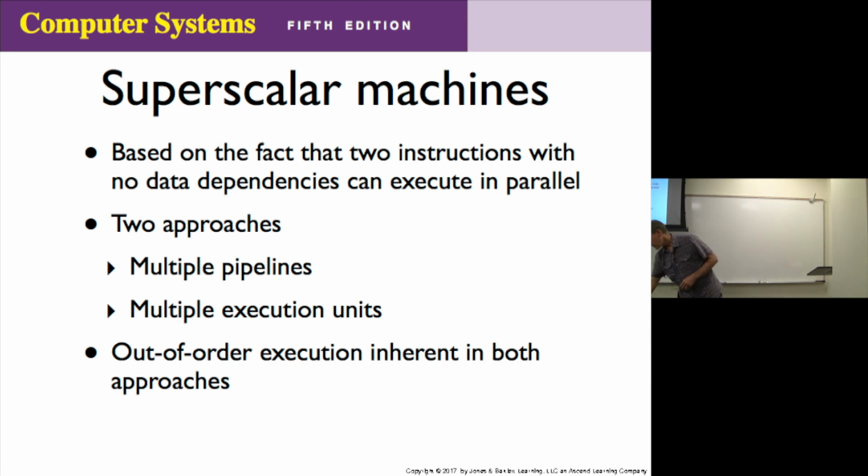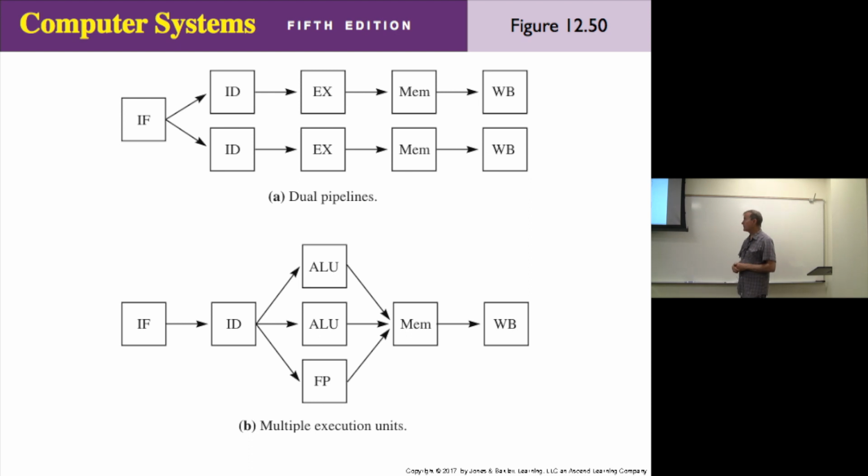Now, to show how this works, figure 12.50 shows it. In part A is the concept of dual pipelines. This instruction fetch unit in part A, you have to imagine that it has the circuitry to fetch the next two instructions simultaneously and get them started in these dual pipelines. So there's two ID units, two EX units, two MEM units, and two WB units. Of course, this is inherently out of order execution where there's no data dependencies.